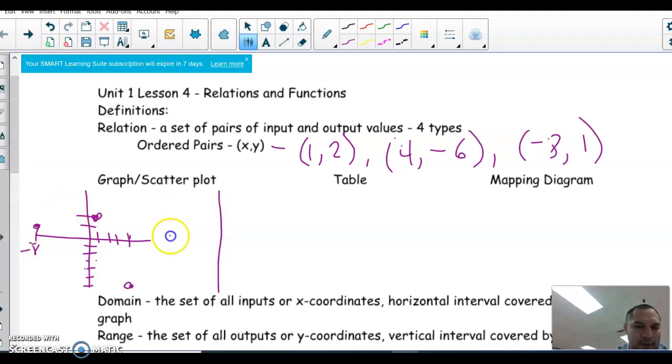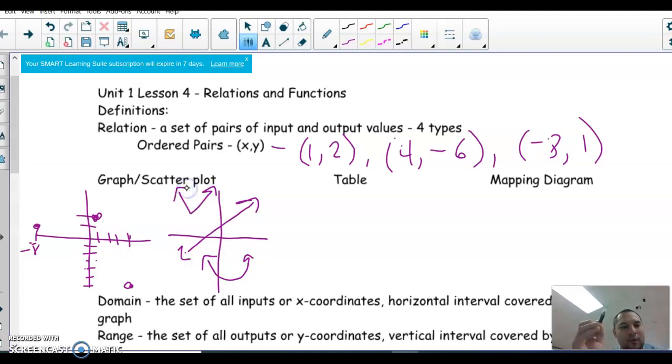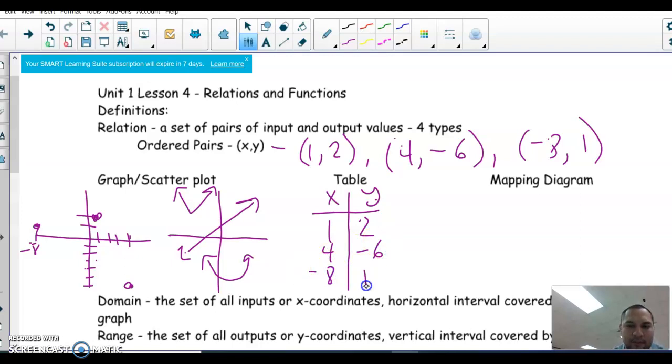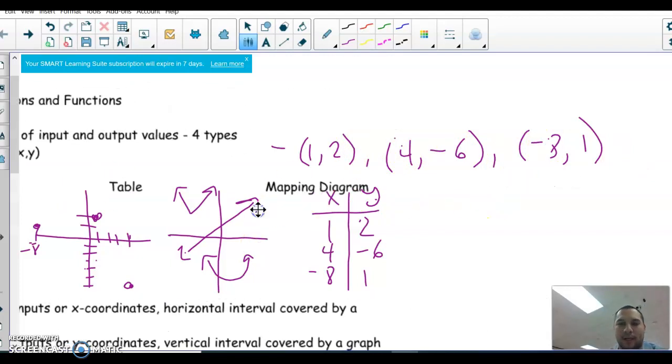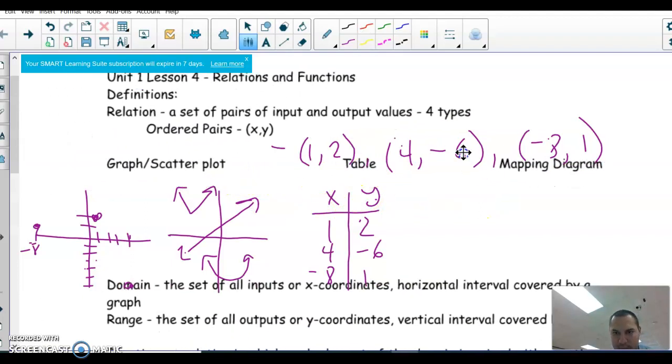We can have other types of graphs. We'll be seeing linear ones pretty soon, quadratics in a few months. There's absolute value, other types of graphs and scatter plots. As a table, you have your x's, your input there, your y's, your output there. 1, 2, 4, -6, -8, 1. So I'm just representing these 3 points with a table, scatter plot, a graph, and let's do a mapping diagram.